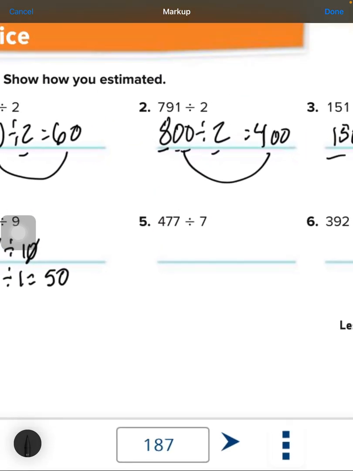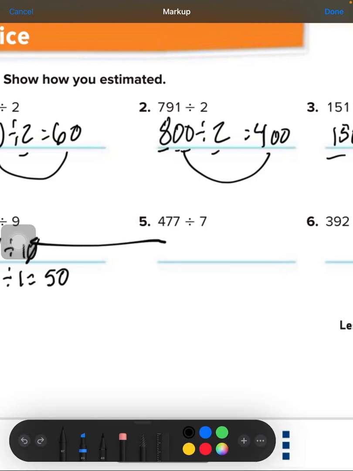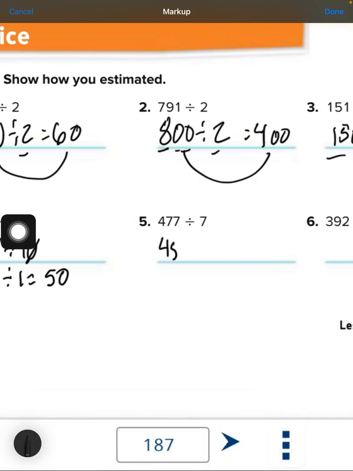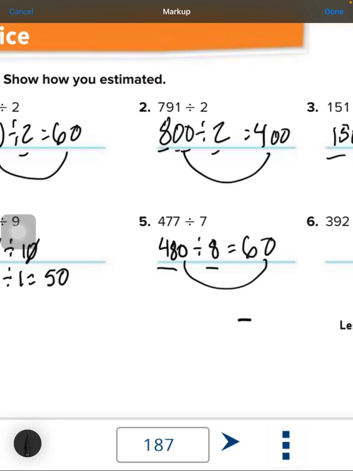Number 5, kind of the same story. These two numbers do not work well together. So let's see, let's change 477 to 480. Let's round that up to 480 because I know in the 8s category, 8 gets along well with 48. So 48 divided by 8 is 6. Bring the 0 over. We have 60.